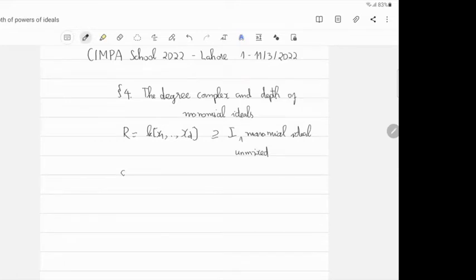And then we take the symbolic power of I, and we want to know whether, if we take the depth of this, this limit exists or not.